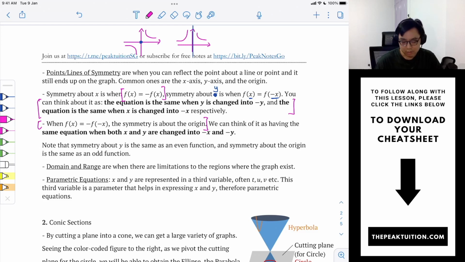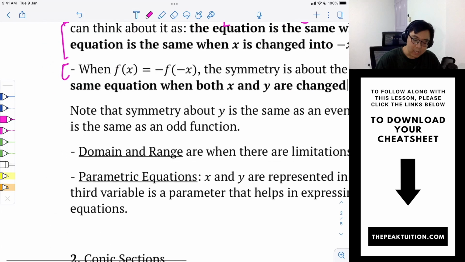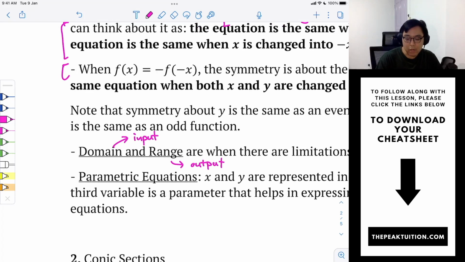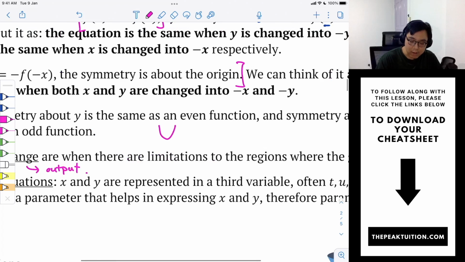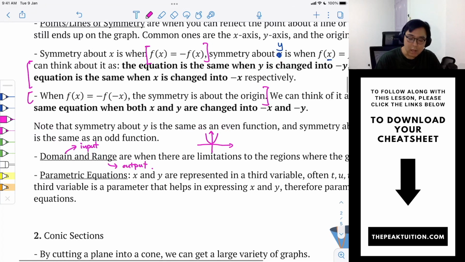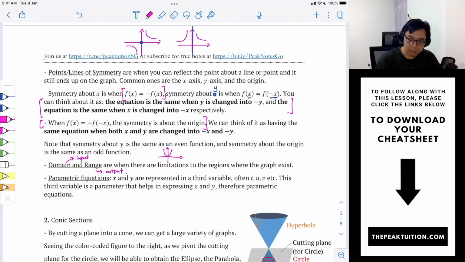Even and odd functions are usually not that tested, but good to know. Okay? So next, domain and range. These are the limitations to the regions where the graph exists. Domain talks about the input, what are the valid inputs, and the range is the valid output. So for example, for the x squared graph that looks like this, the domain is all real x and the output range is positive values. Okay?